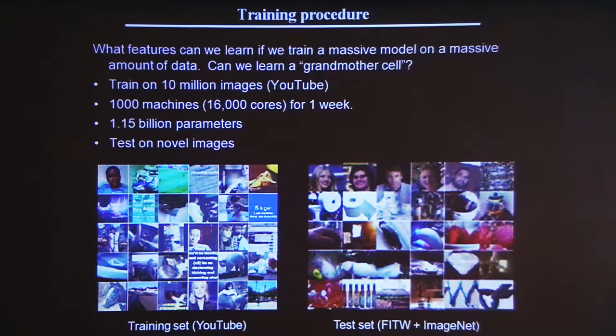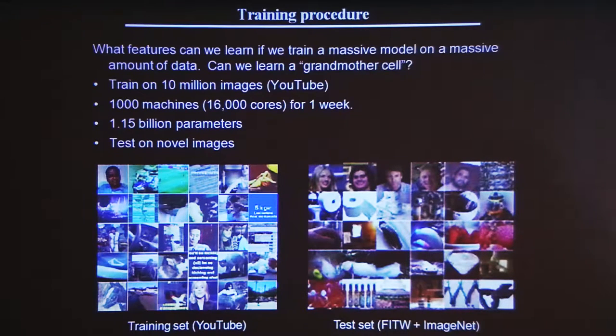And again, if you look in the deep learning literature, 1 million parameters is fairly typical. Some of the largest models have like 10 million parameters. 10 million parameters is a lot of parameters. We trained on 1.15 billion parameters. It's a large model. And so this is really a team effort, about 10 people working for a year, year and a half to build up the infrastructure. And then Quoc Le was the lead author on this work.